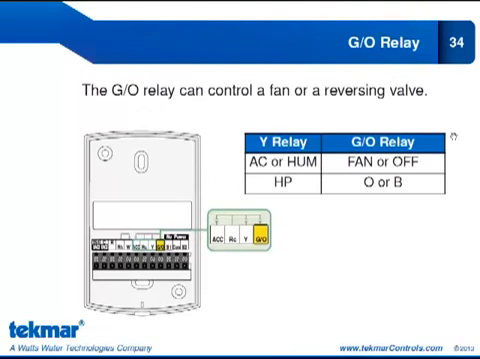The GO relay can control the fan or the reversing valve. And your options depend on how you configure the Y relay. If you set it up for AC or humidifier, your options for GO are restricted to fan or off. If you set your Y relay up for heat pump, then your GO relay options are restricted to O or B. So what you see is your options for the GO relay depend on how you've already set up the Y relay.